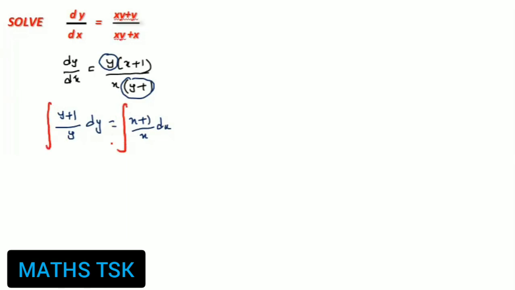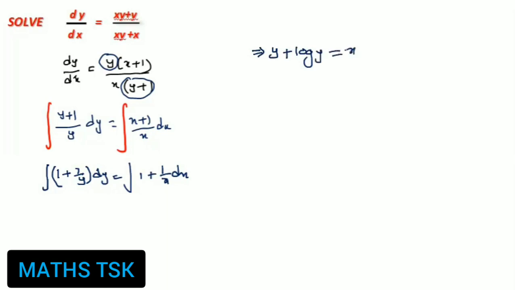Now integrate it on both sides. So what will we get on integration? Separate this (y plus 1) by y as 1 plus 1 by y. Y by y is 1, plus 1 by y. Integral of (1 plus 1 by y) dy is equal to integration of (1 plus 1 by x) into dx. So here integration of 1 becomes y plus 1 by y is log y, is equal to x plus log x plus c.